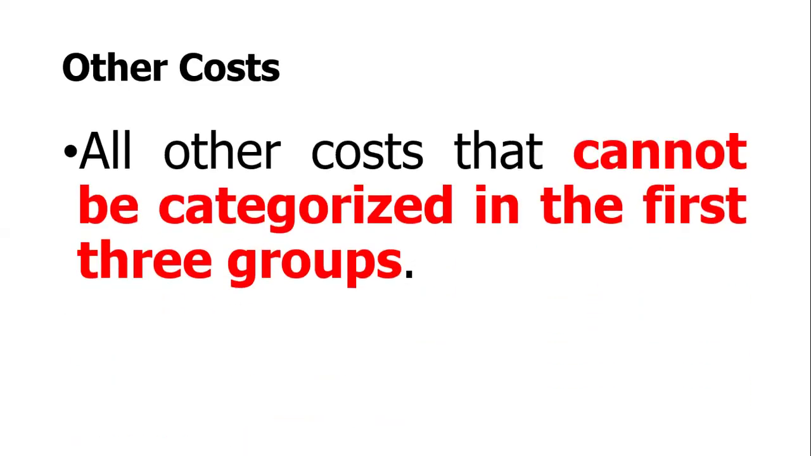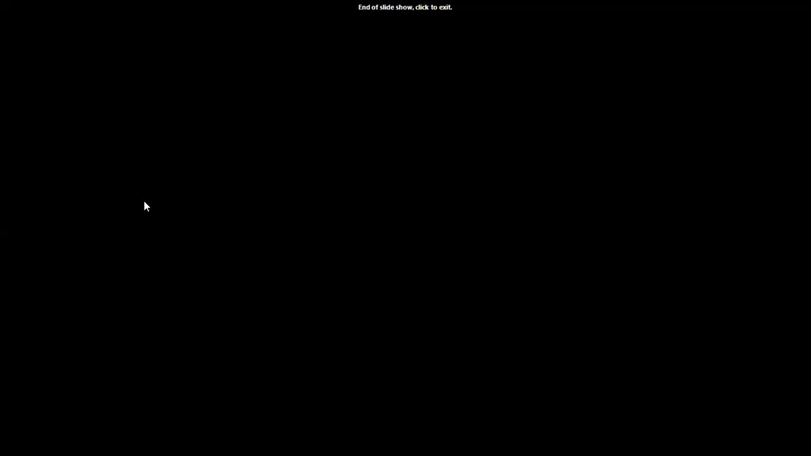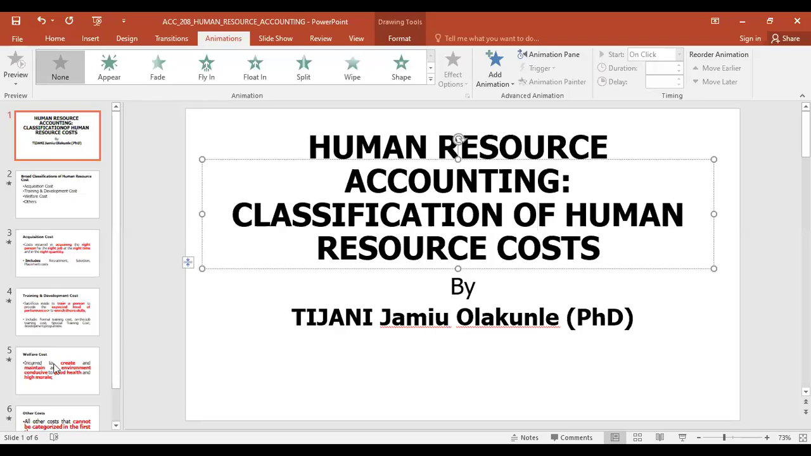And of course, the last one, others. So other costs, all other costs that cannot be categorized in the first three groups, are put here. They are neither acquisition, nor training and development, nor welfare. So once we cannot place them, we dump them here under other cost. So at least with this, I think you have a bit of an idea as to the different classifications that we can put in human resource accounting.